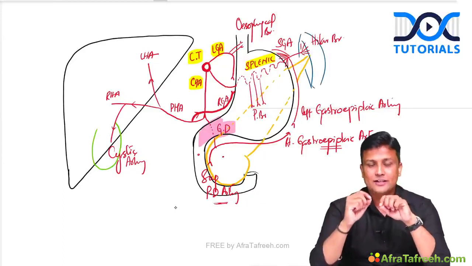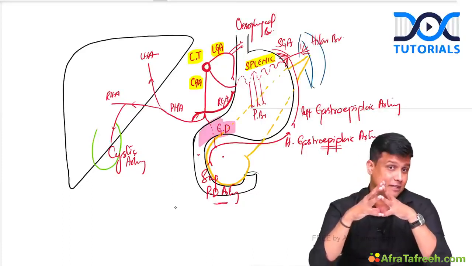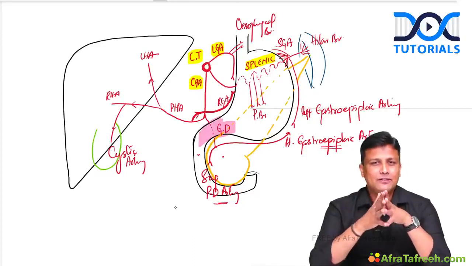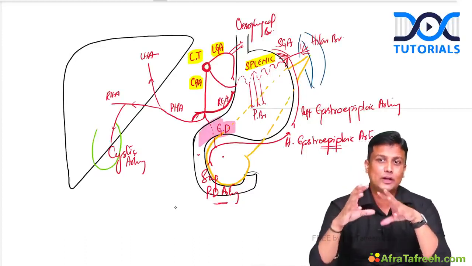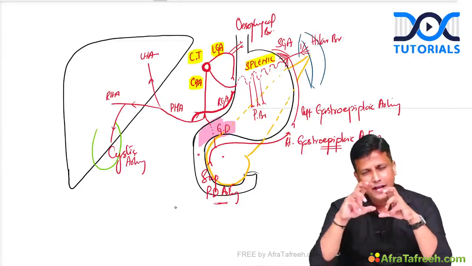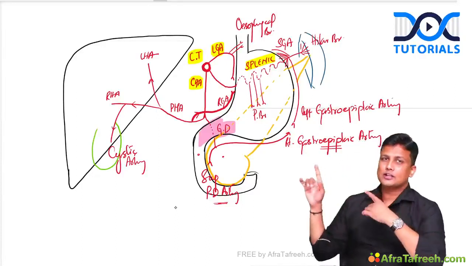So duodenal ulcer, what is the artery which is going to get damaged there? That is nothing but the gastroduodenal artery. So my dear friends, what I am trying to teach you here in our quick revision program here at Doc Tutorials is that in anatomy, I already taught this one.